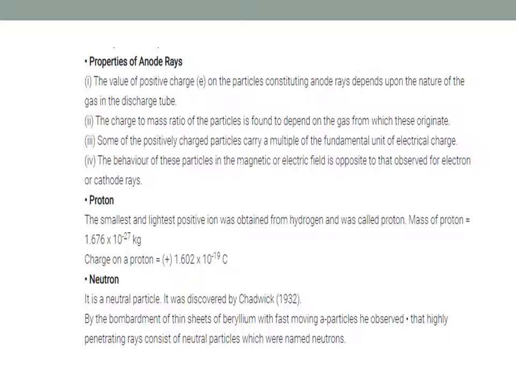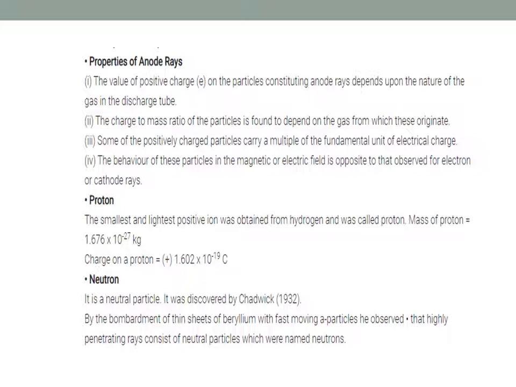The behavior of these particles in the magnetic or electric field is opposite to that observed for electron or cathode rays. Now, what are protons? The smallest and lightest positive ion was obtained from hydrogen and was called proton.